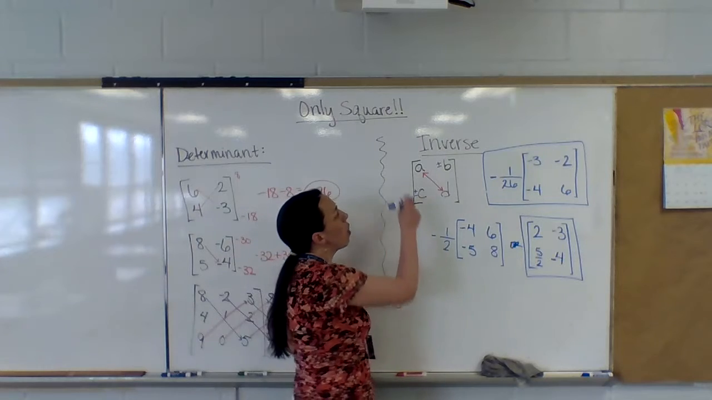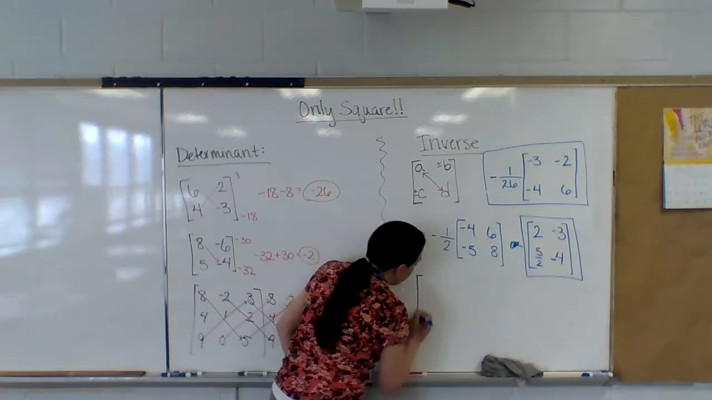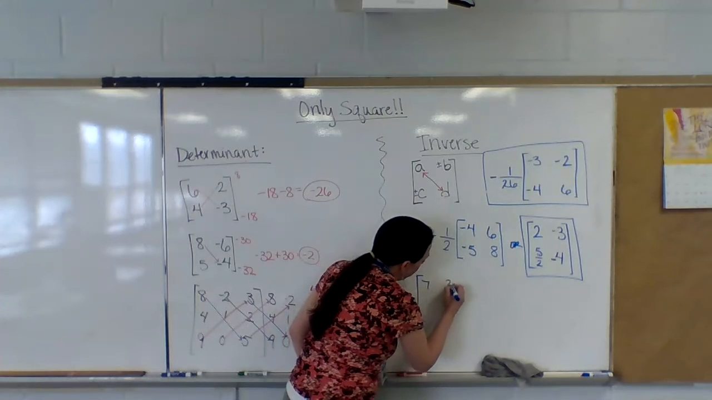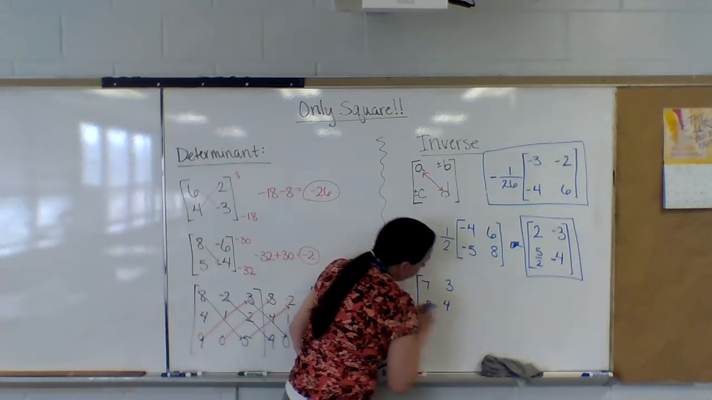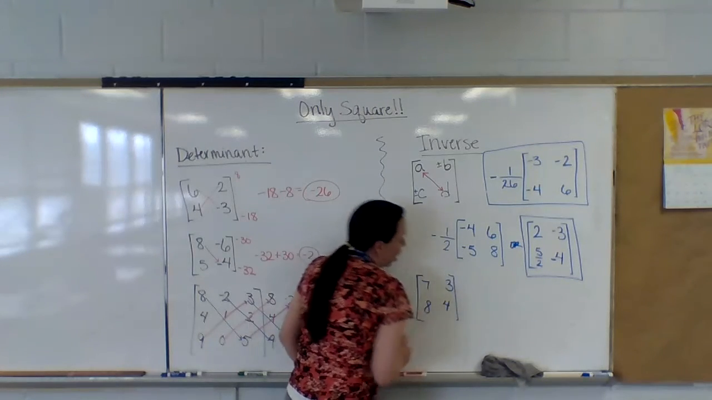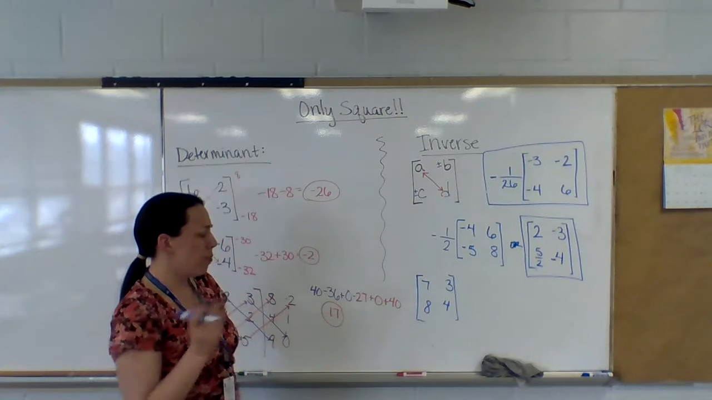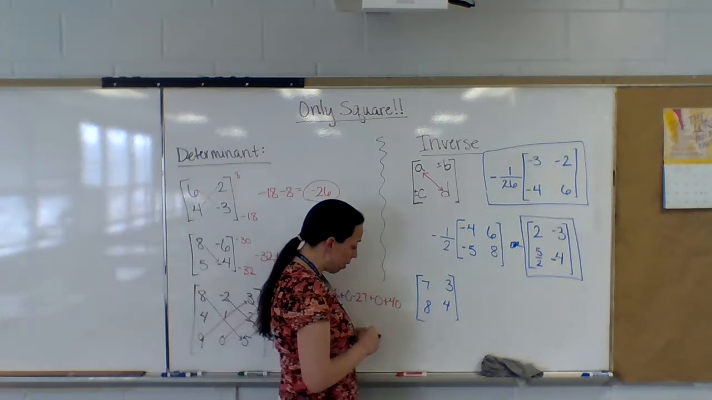So let's do one all the way through where we just have to find the inverse. So let me think here real quick. Let's just think of some random numbers. 7, 3, 8, we'll do 4. And this time I think I do want to leave them as all positives right now. Sometimes they might not be. All right, let's do the work to the bottom.